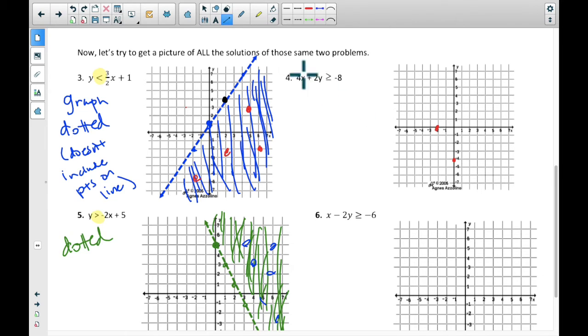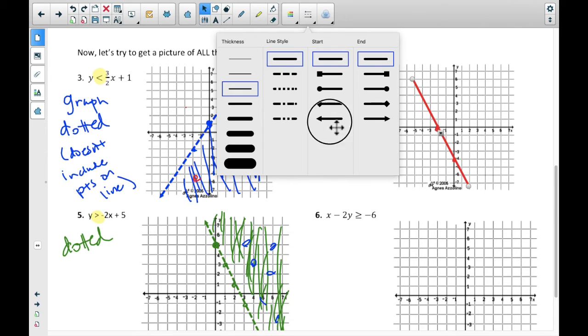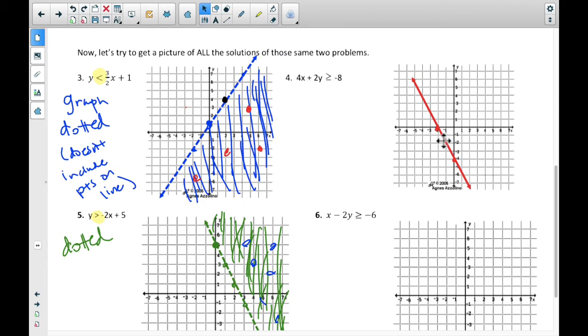When I connect them with a straight edge, I have to decide, should I do a solid line or a dotted line? The equal to with it tells me I have to do a solid line. So I'm going to connect these points and make my line. So here's my line. Now, we still have to decide which way to shade the line.